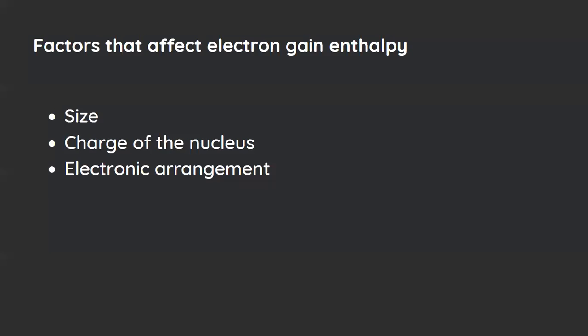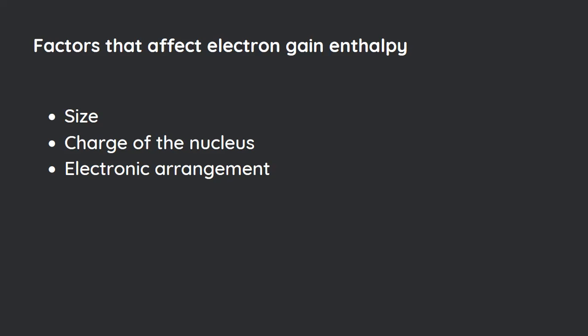Now, there are various factors that affect the electron gain enthalpy. The first is the size. Now, the size of the atom: if there is an increase in the distance between the nucleus and the incoming electron, there will obviously be less attraction between the two. And so the electron gain enthalpy will be less negative with increase in size. So electron gain enthalpy is less negative as the size of the atom increases.